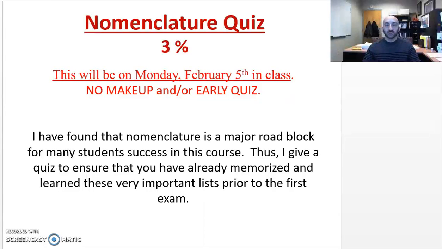All right, so we're going to have a nomenclature quiz in this class on Monday, February 5th. It's in class. It's only going to take maybe the last 10 or 15 minutes of class. There are no makeups, no early quizzes, so make sure you're here that day. It counts as 3% of your grade. The reason is because nomenclature makes up a big part of Chem 1, and a lot of times we start with nomenclature in Chem 1 in Chapter 2. A lot of times students don't start studying it until much later, and it actually hurts them a lot.